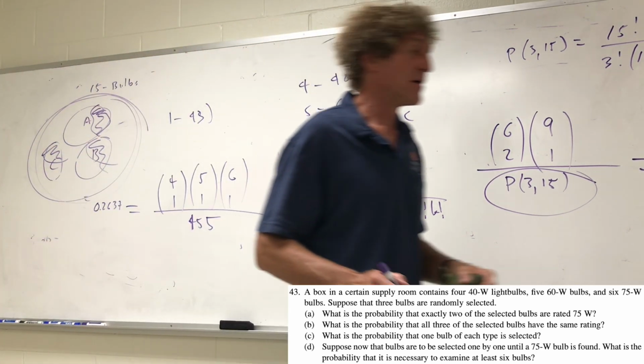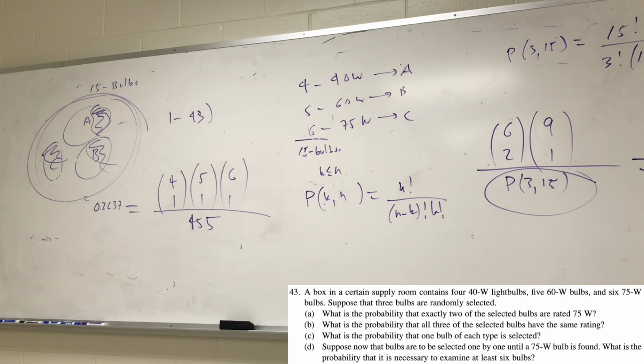Suppose now that bulbs are to be selected one by one until a 75 watt bulb is found. What is the probability that it is necessary to examine at least 6 bulbs? The probability of selecting a 75 watt bulb first, and this is one of these crazy things, it can or can't be selected, right? As you select one, the number goes down. So the probability of getting a 75 watt bulb first, with n equals 1, is simply going to be what?